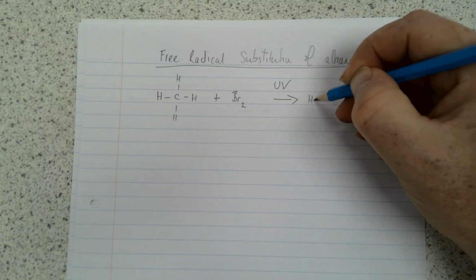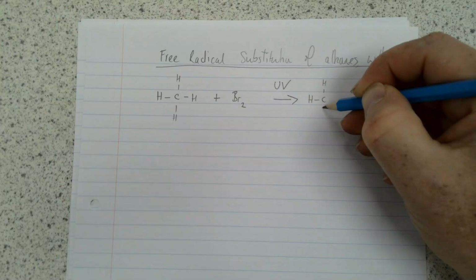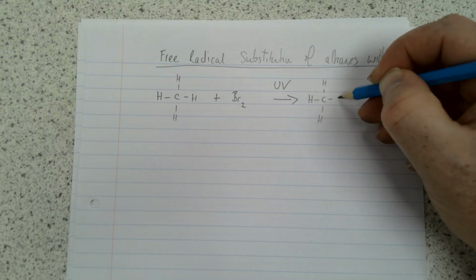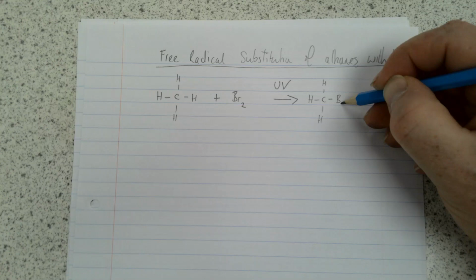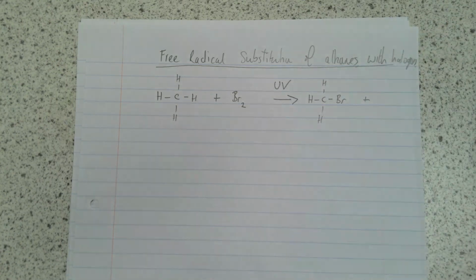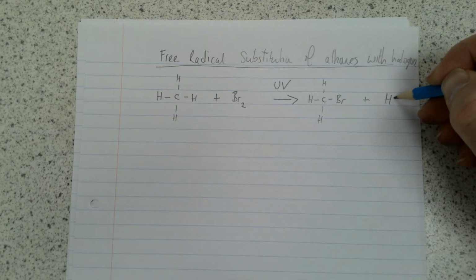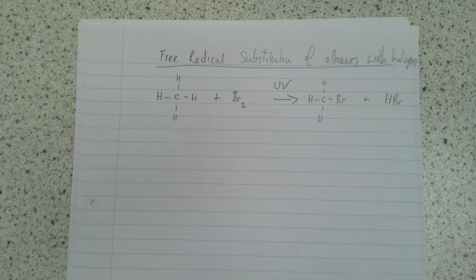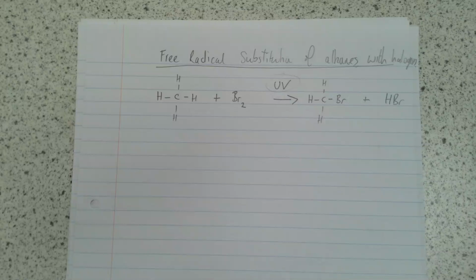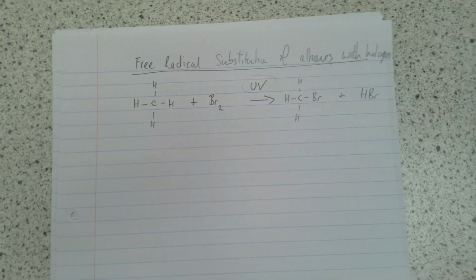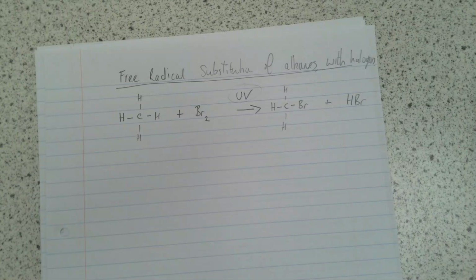And one of the hydrogens, at least in the first place, gets substituted with one of the bromines, and you of course are left with then one hydrogen and one bromine which combine to make HBr. So that is essentially what you have to learn. That doesn't look too bad, but the thing to remember is we need UV for this reaction to happen, because alkanes are unreactive and the UV allows this reaction to take place.